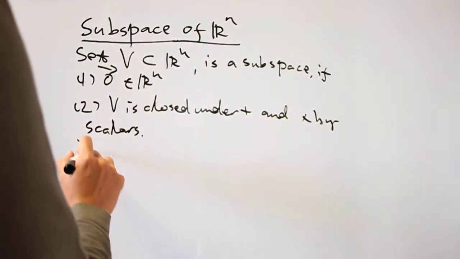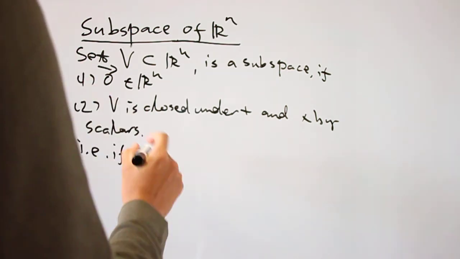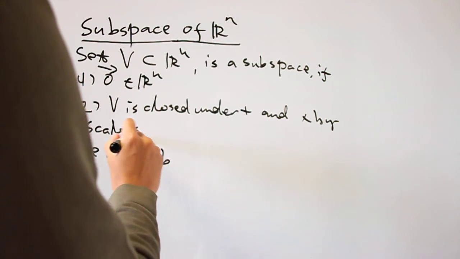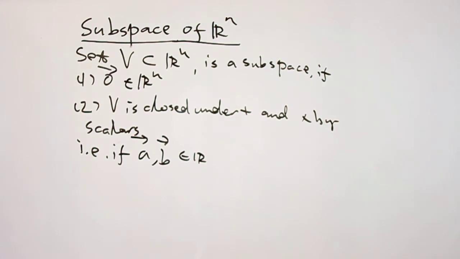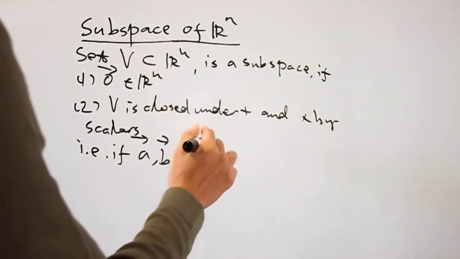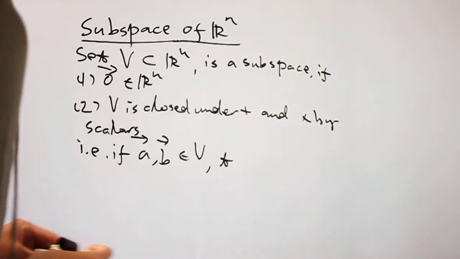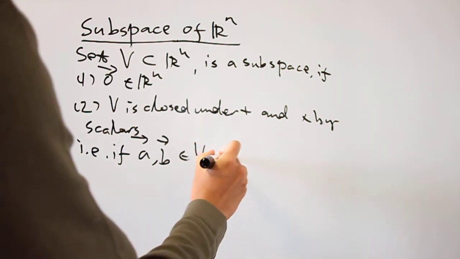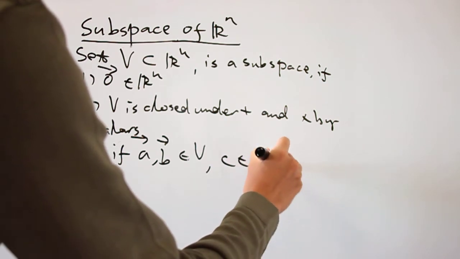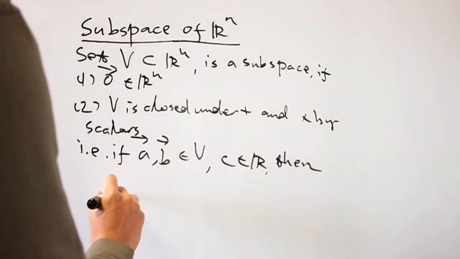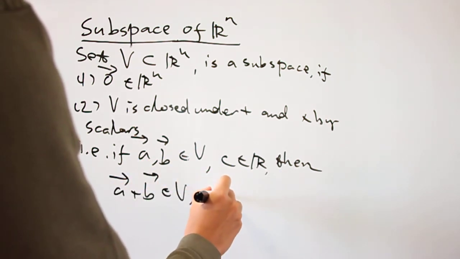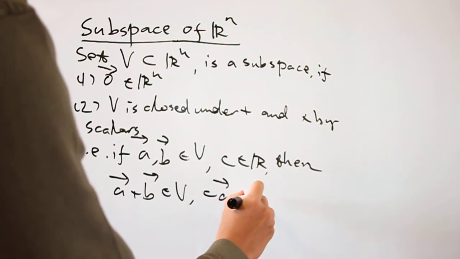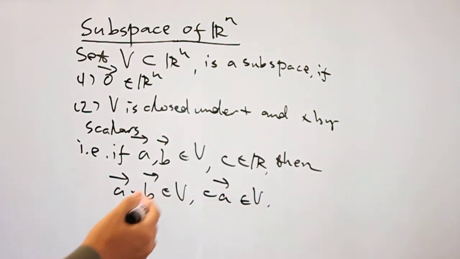And what this means is that, i.e., if A, B vectors are in V and also scalar C in R, then we always have A plus B in V, and also C times A in V. This is component-wise addition, and this is component-wise multiplication.